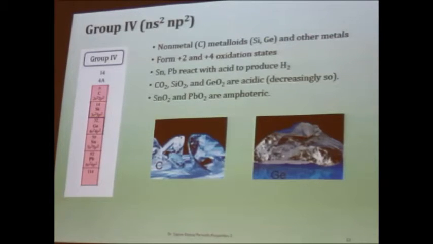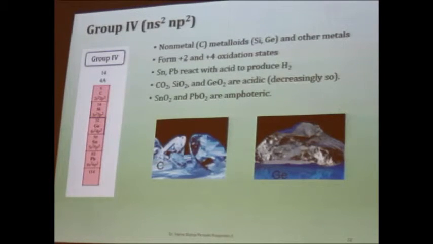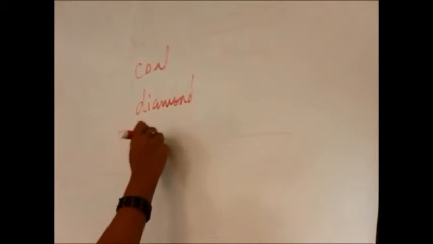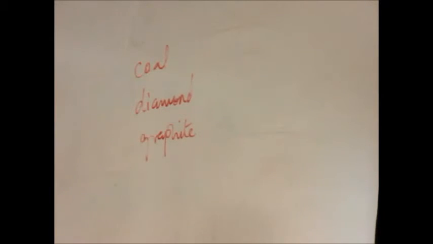Carbon also exists as something else, anybody? Coal. So we have coal, we have diamond, what else? Graphite. So you have these forms of carbon, and specifically I want to talk a little bit about diamond and graphite, because those are two very, very different kinds of substances.